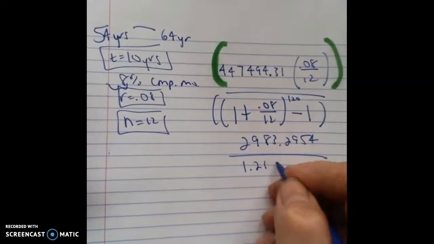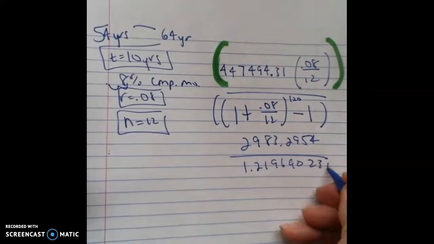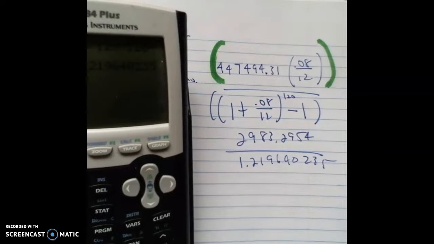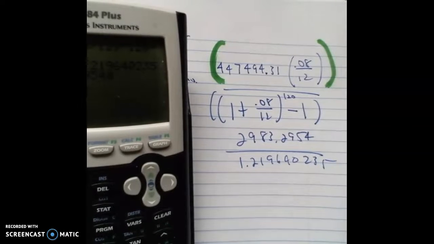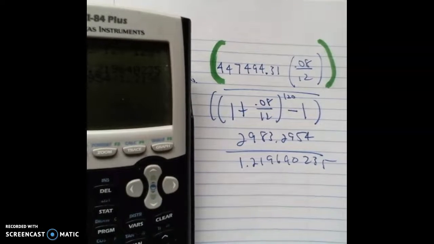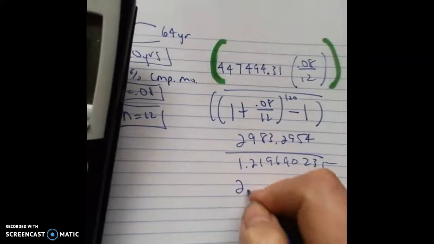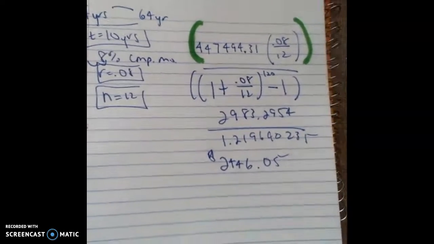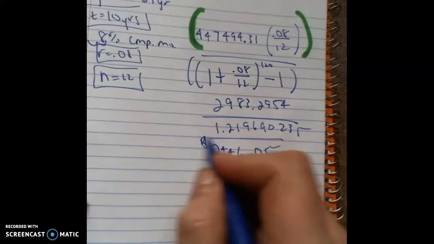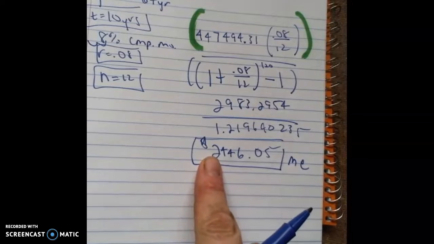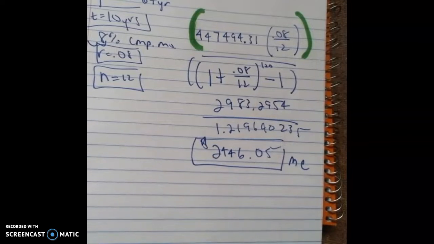Okay, so 1.219640235. And again, I'm not rounding. And then I'm going to divide those. And I cleared my calculator, so I can't just use second answer to help myself out. 1.219640235. All right. And this is sad. Okay. So basically what this is saying is me, would have to invest almost $2,500 every single month to equal.